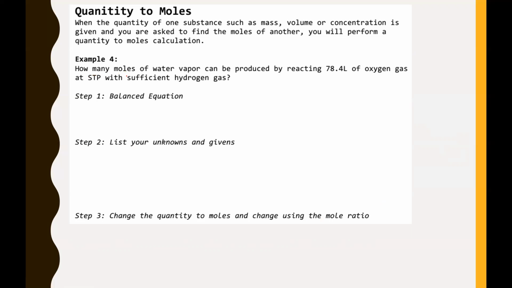So first of all, how many moles of water vapor can be produced by reacting 78.4 liters of oxygen gas at STP with a sufficient amount of hydrogen gas?